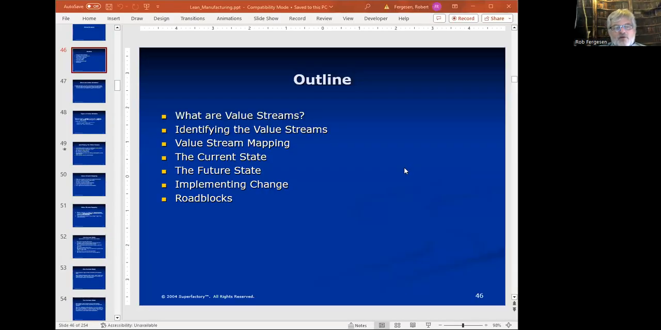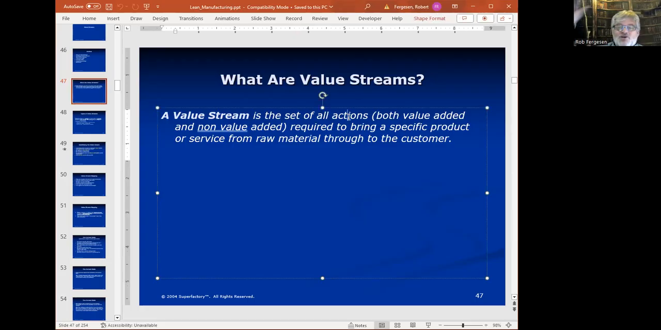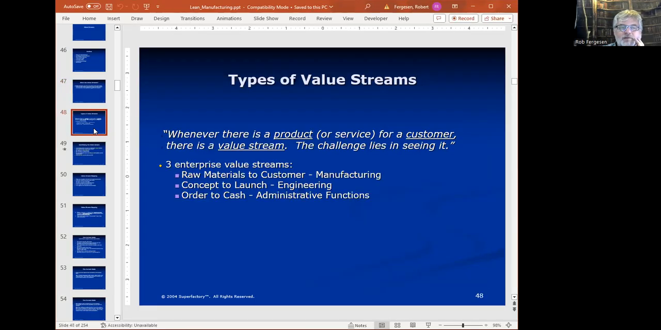Let's talk about value streams. We're going to identify them. We're going to talk about the mapping process. We've got the current and future state. And we're going to talk about making the change. And a little bit about roadblocks to value stream mapping. A value stream is a set of all actions required to bring a product or service from raw or some other part to the customer. So that's the definition of a value stream.